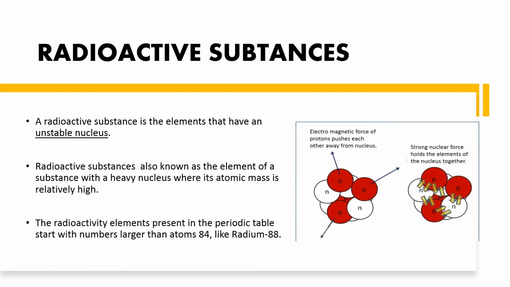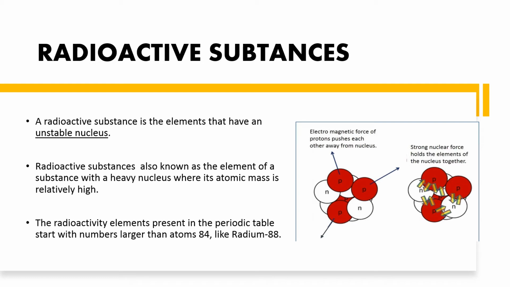You can see there is a nucleus that consists of protons and neutrons. The proton is the red one and the neutron is the white one. The electromagnetic force of protons pushes them away from each other. Meanwhile, the strong nuclear force holds the nucleus together, while the protons push each other away from the nucleus because they are in an unstable state.